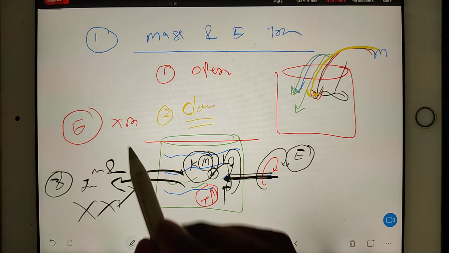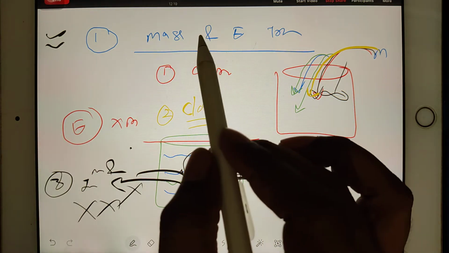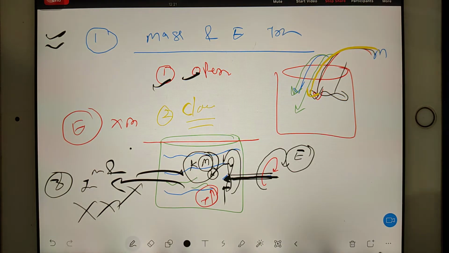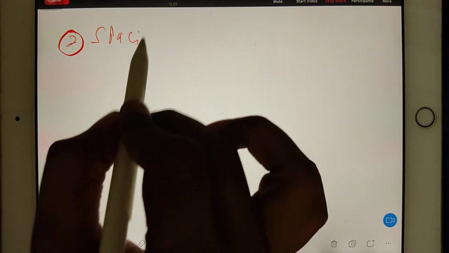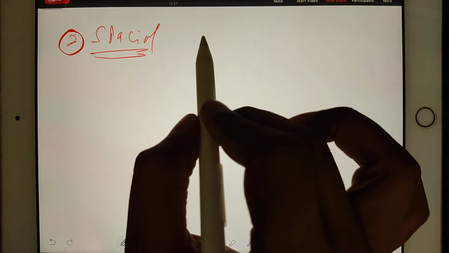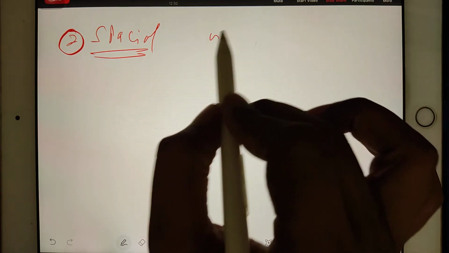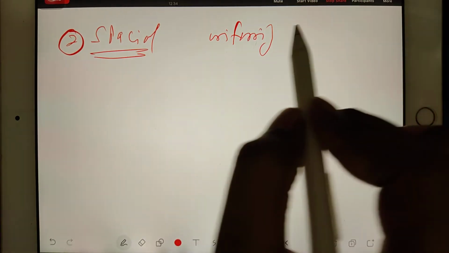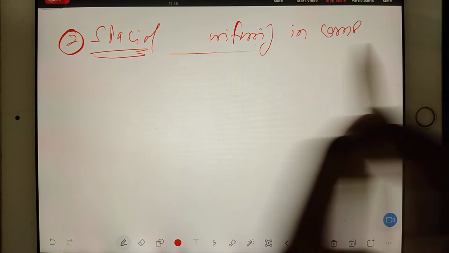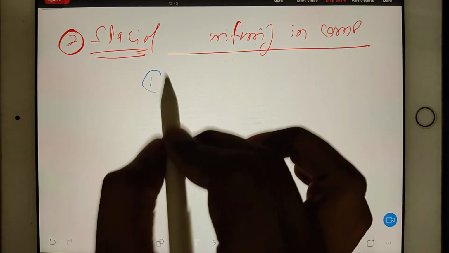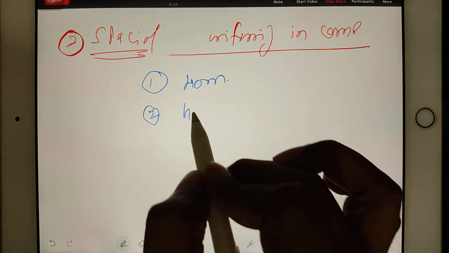Then we have the second type of system, which is based on something else. We say spatial uniformity in composition. The second one is spatial uniformity, but in which? In composition. I hope you have guessed it. So based on this, we have two types of system. We have homogeneous system and we have heterogeneous system.